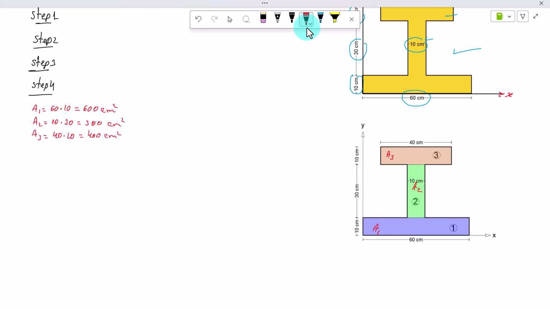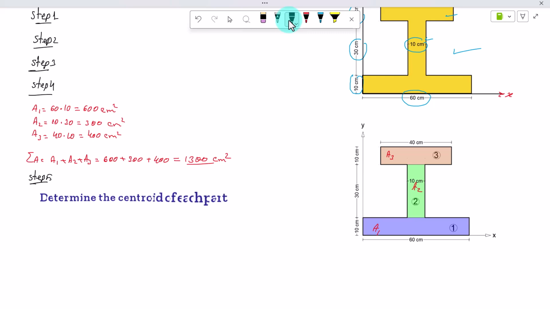The total area of the section is A1 plus A2 plus A3. Now we can write 600 plus 300 plus 400, finally equal to 1300 square centimeters. This is the general area of this I section. Now we can go to step 5.